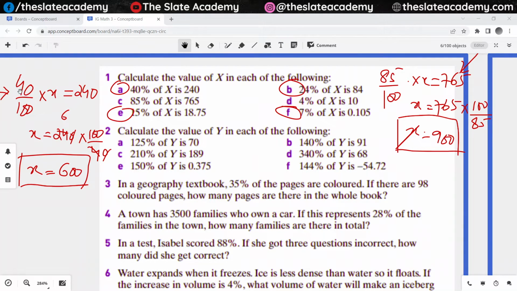Now this 40 is multiplying over here, this 100 is dividing. If I take them to the other side, 100 would multiply and 40 would divide on the other side of the equation. So it becomes 240 into 100 by 40. In your calculator, did you get this step? If you put 240 into 100 by 40, you get 600. And this is x. Ms. Noor, did you understand this thing?